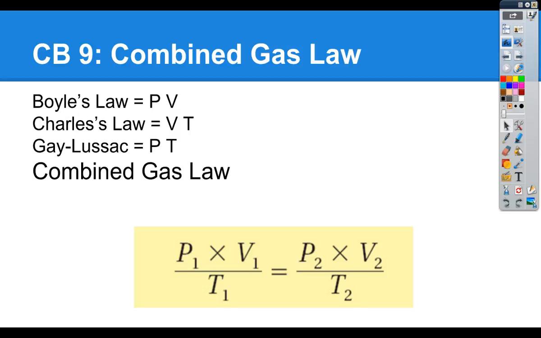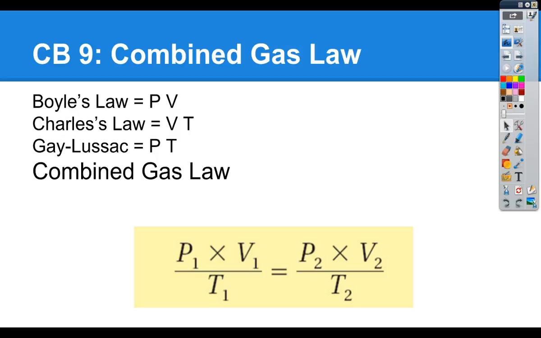Then we have Charles's Law. Charles's Law deals with volume and temperature. If one goes up, the other goes up. So if you double the temperature, you double the volume, and vice versa. Then we have Gay-Lussac's Law. Gay-Lussac's Law deals with just pressure and temperature. And again, it's directly proportional. If you double one, you double the other. Double the temperature, double the pressure, and vice versa as well.